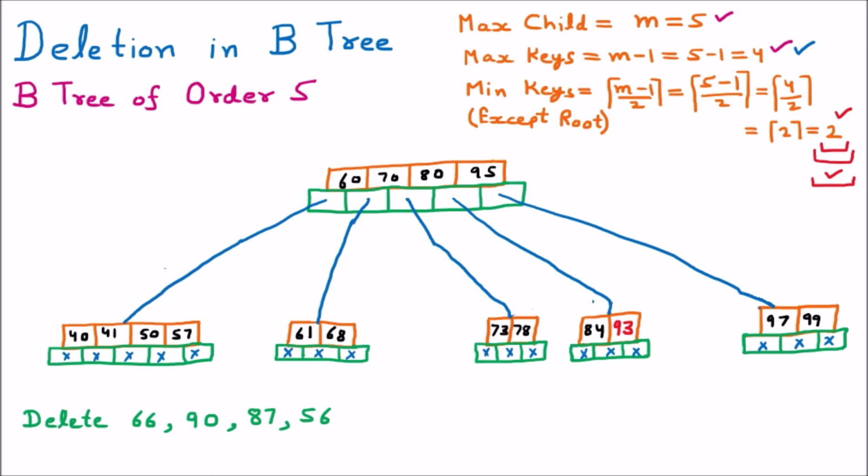Here we have seen that we have to focus on the minimum keys and the maximum keys. If we are following this minimum key and maximum key property, then we can easily construct the B tree even after deleting the elements. So this is all about the deletion of B tree.